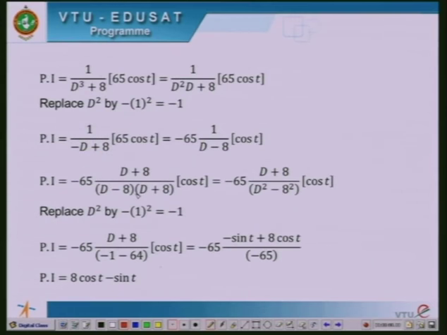So I have done a few problems on Cauchy's differential equations today. In the next class I will solve some more problems of different types, and then I will take up Legendre's differential equation. Thank you.